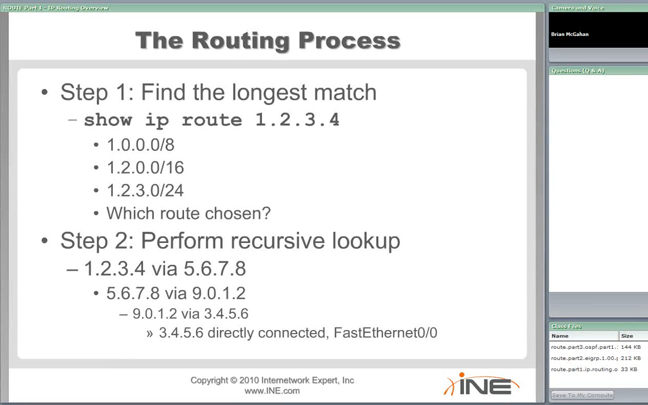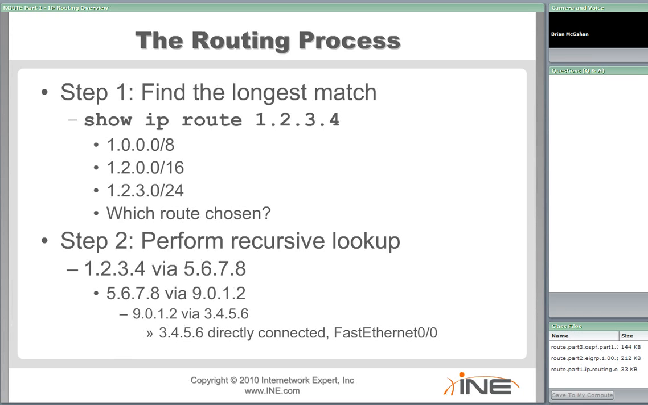So back to the first step, the routing process. As I mentioned, we use a process that is known as longest match routing. Now what this means is that when the router looks at the destination IP address, there is a possibility that there are multiple routes in the routing table that could be used to reach that particular destination.